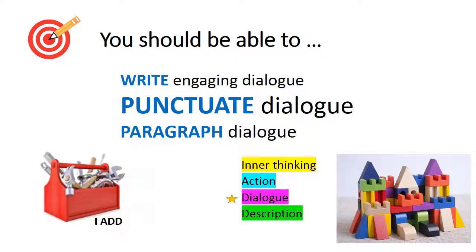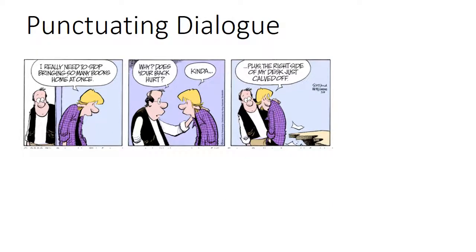One of the basic building blocks of narrative writing is dialogue, the conversation between characters. To use dialogue effectively, you need to write engaging dialogue, punctuate that dialogue correctly, and paragraph dialogue to help your reader understand who's talking.